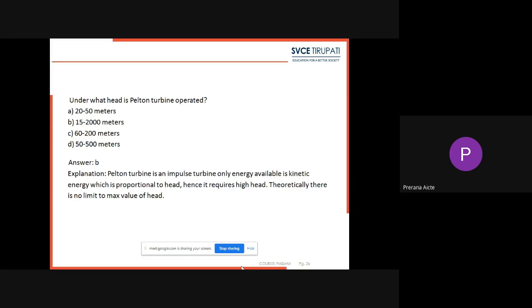Next question, under what head is the Pelton turbine operated? Nearly 15 to 2000 meters. The Pelton turbine is an impulse turbine. Only the available energy is kinetic energy, which is proportional to the head. Hence, it requires high head. Theoretically, there is no limit to the maximum value of the head for a turbine.